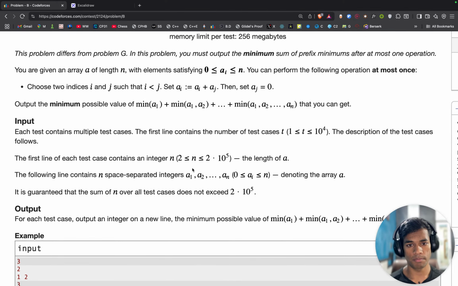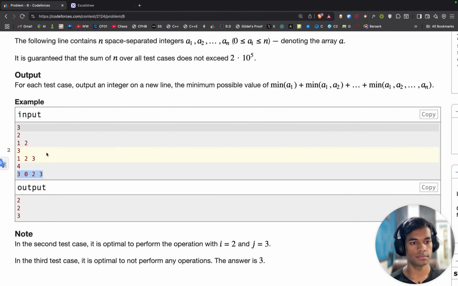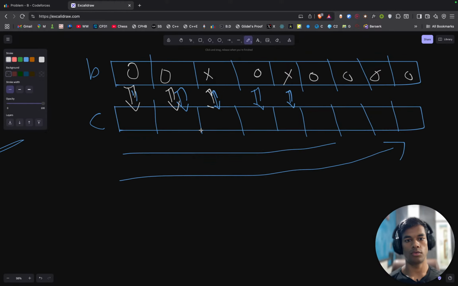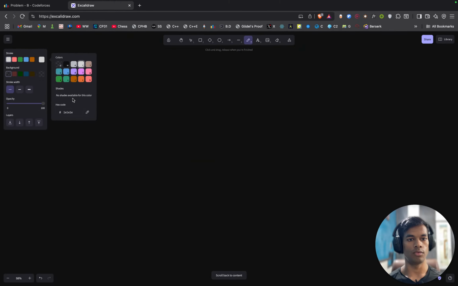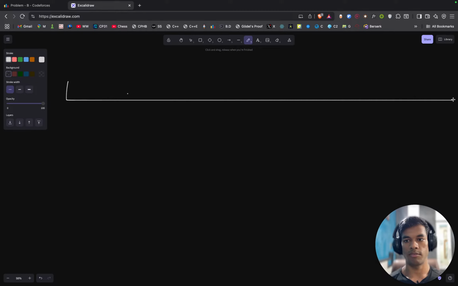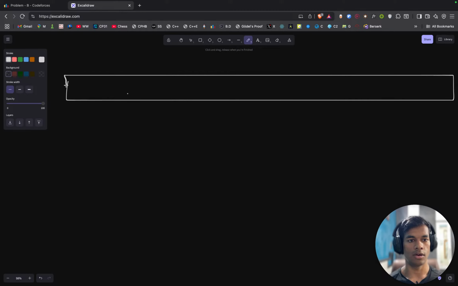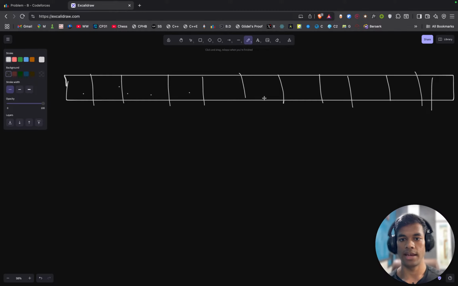And n is at least 2. This, and then I have to output the minimum. So this was also pretty cool. In this, I have been given an array of numbers. It has some numbers, a lot of numbers, n numbers to be total and exact.